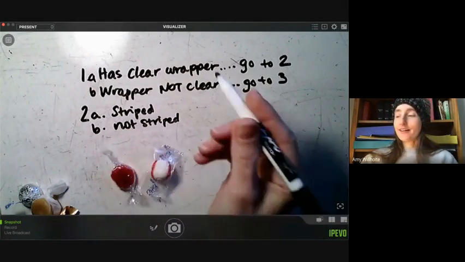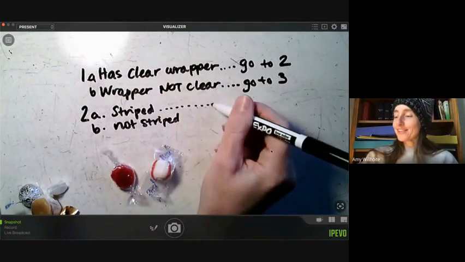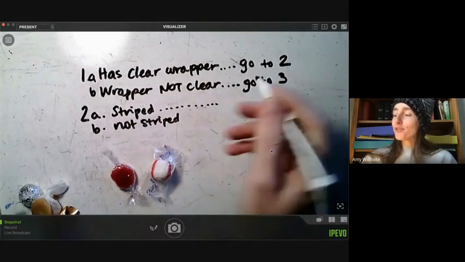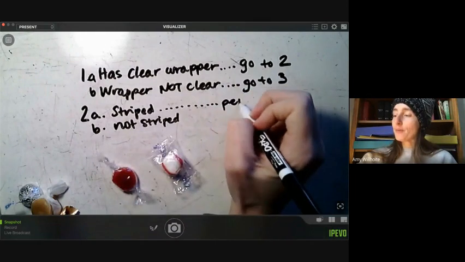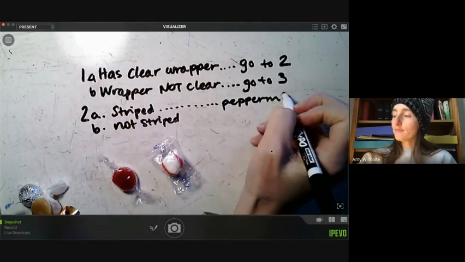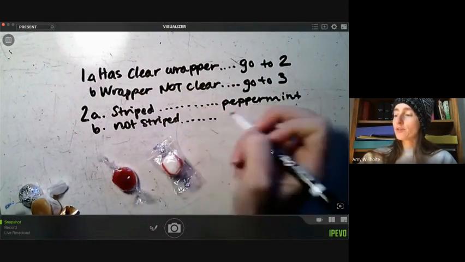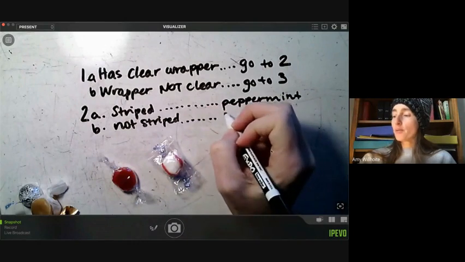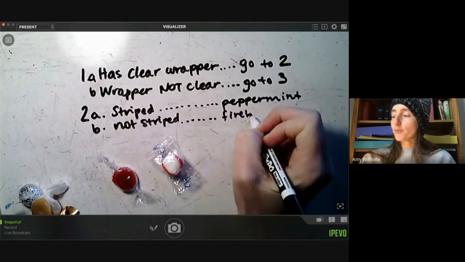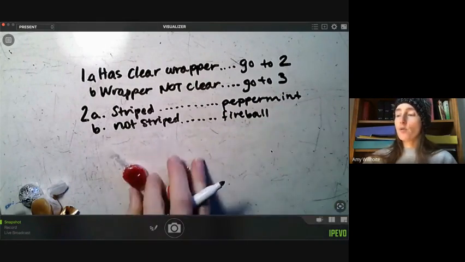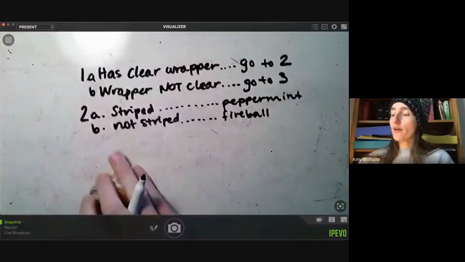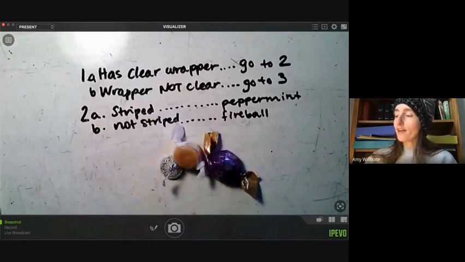Happens all the time. Okay, so striped. So then what is this? Let's identify it. It's a peppermint, right? Okay, and not striped. Well, this is going to be our quote unquote atomic fireball. It's not really a fireball, but we're pretending like it is. Okay, cool. So now I have 3 that I have to distinguish between.